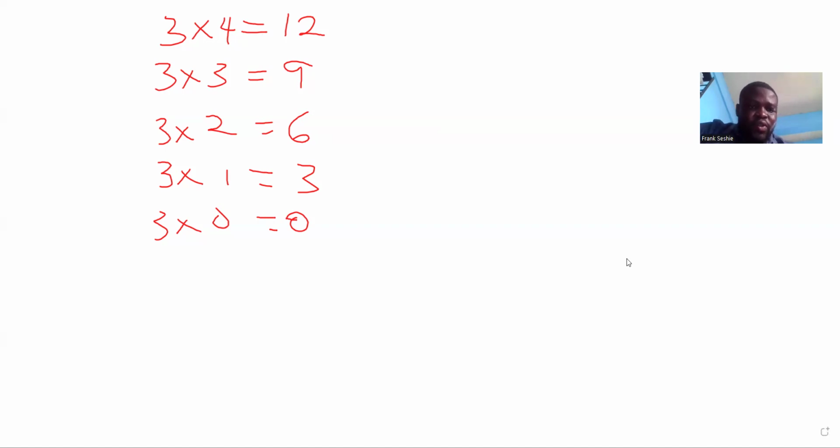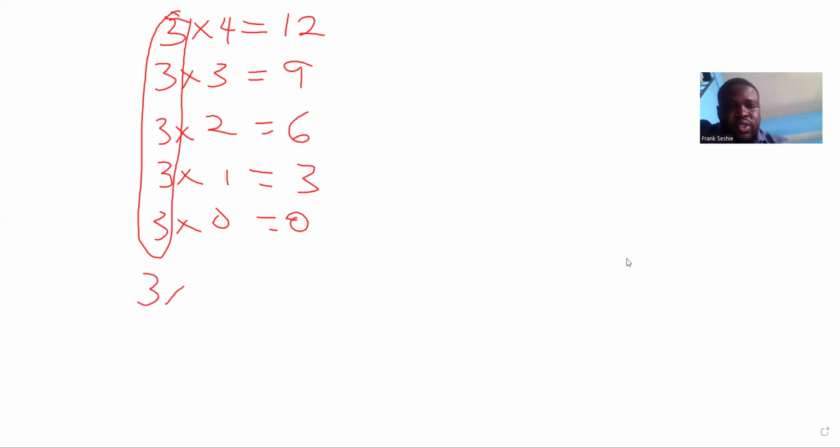And realize that when we were multiplying numbers which are reducing by 1 with 3, what is happening here is that while these numbers are reducing by 1, the result is also reducing by 3. So 12 minus 3 should produce 9. 9 minus 3 should produce 6. 6 minus 3 should produce 3. 3 minus 3 should produce 0.